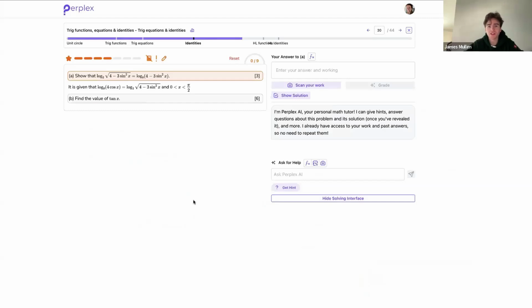Ooh, now a hard question that combines logs and trig identities. Okay, so we're trying to show that log base 3 of the square root of 4 minus 3 sin squared x is equal to log base 9 of 4 minus 3 sin squared x.